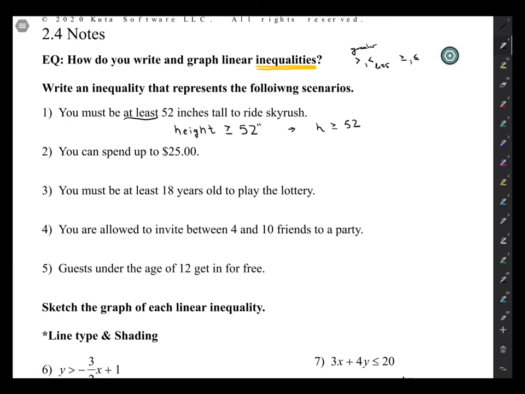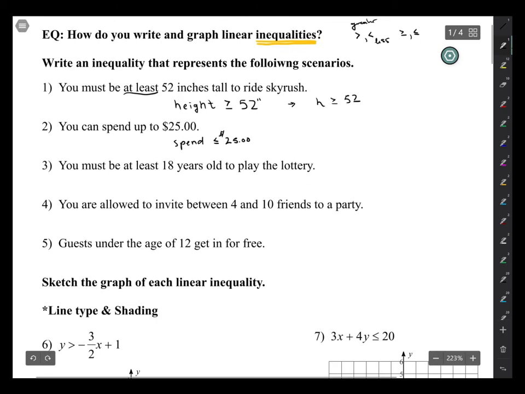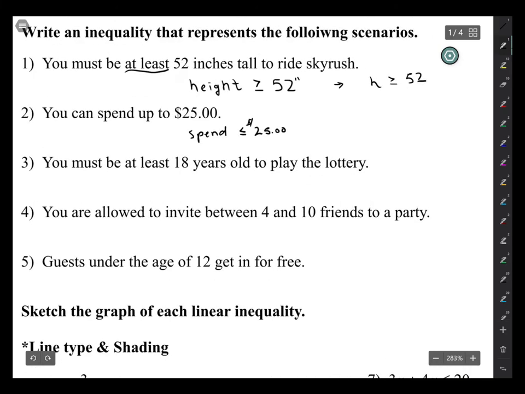You can spend up to $25. So the amount you can spend would have to be less than or equal to 25. If you only have $25 in your pocket and no way to withdraw more money, then you're going to have to spend less than or equal to that. You must be at least 18 years old to play the lottery. So hopefully you're getting the hang of this. That just means your age would have to be greater than or equal to 18.